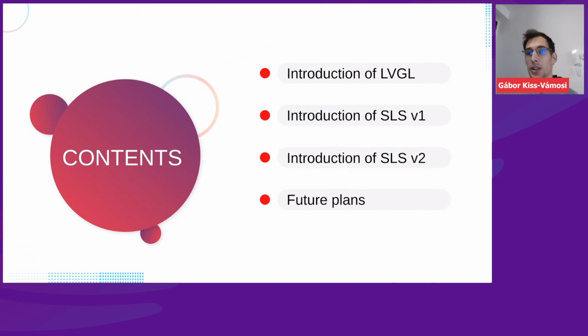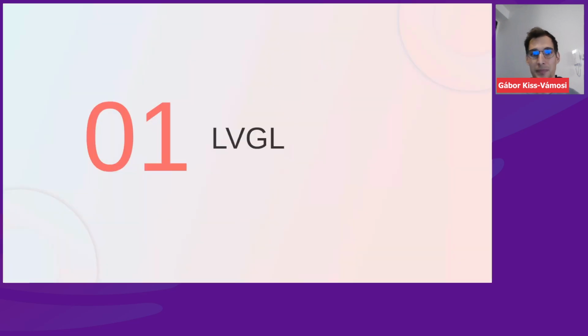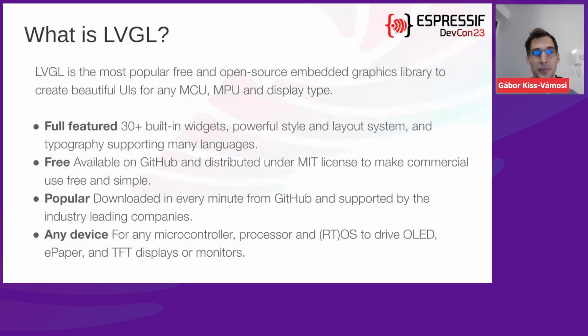In the presentation, I will introduce you to LVGL itself, the current version of Squareline Studio, which is version 1, the new version of Squareline, and of course, I will talk about our future plans as well. Let's start with LVGL. LVGL stands for Light and Versatile Graphics Library. It's a graphics library which helps you to create impressive user interfaces on resource-constrained embedded devices as well.